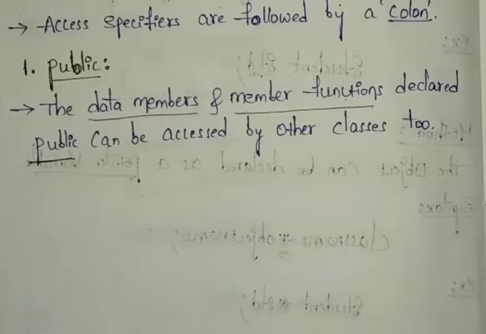Not only for one class, if you are defining several classes in the program and you use the public keyword, then it can be used not only for that class, but also for the other classes. Like that, here we can perform public.